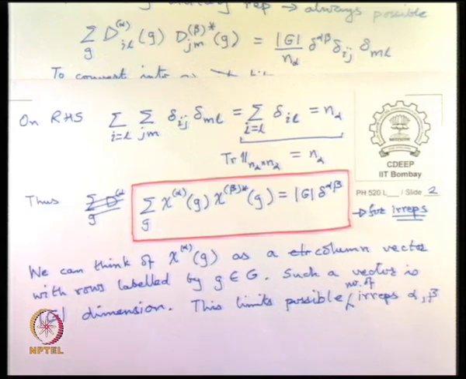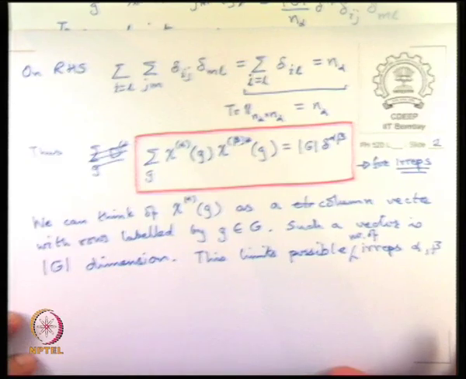Remember, the whole thing is derived only for irreps. The relationship is for irreducible representations. If you want, we can write it here. So this limits the possible number of irreps alpha, beta, because you can't have indefinitely large number of them, because you will not be able to produce so many independent vectors. The relationship is also sometimes written differently.